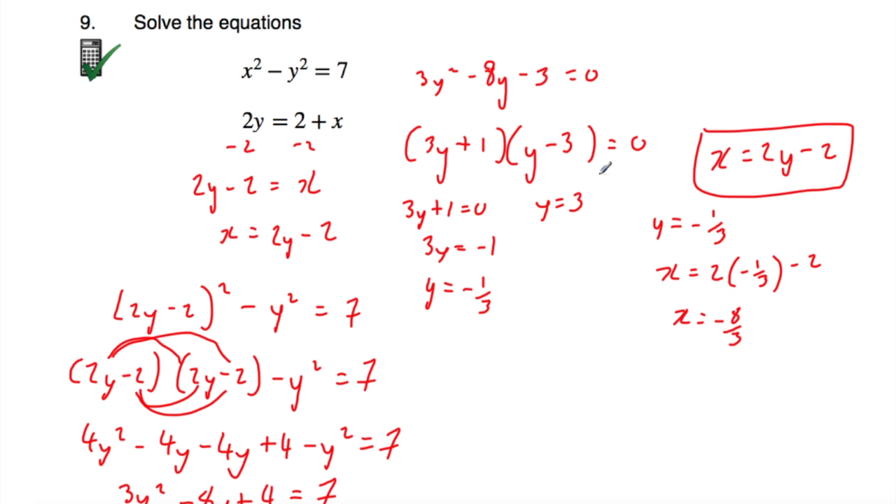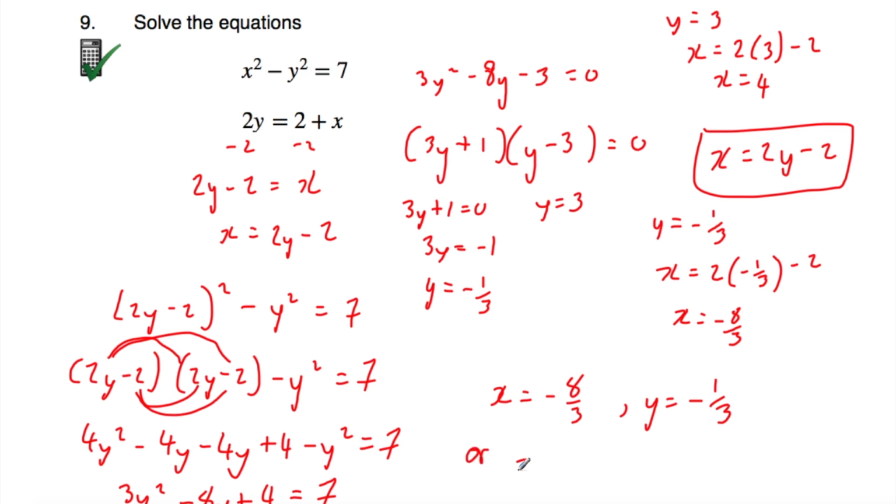And also, let's work out our value for x when y is equal to 3. So when y is equal to 3, x is equal to 2 times y, take away 2. So it's going to be 2 times 3, take away 2. 2 times 3 is 6, take away 2 is 4, so x is equal to 4. So that's fantastic, we've got our solutions. When x is equal to minus 8 thirds, y is equal to minus a third, or when x is equal to 4, y is equal to 3, and those are the solutions.